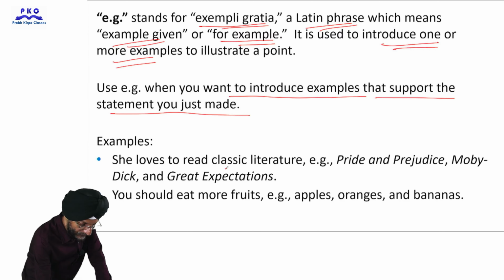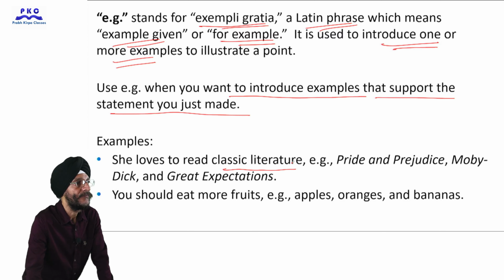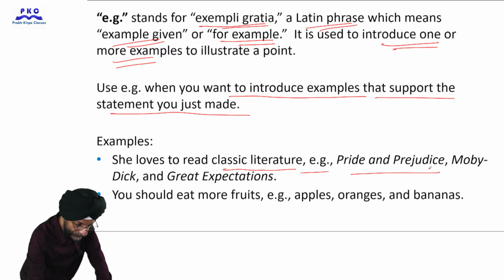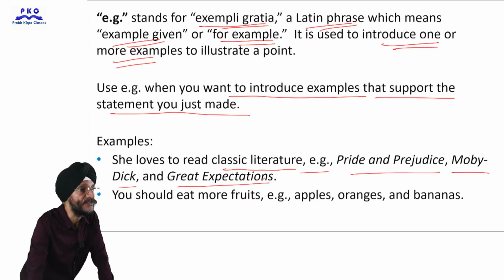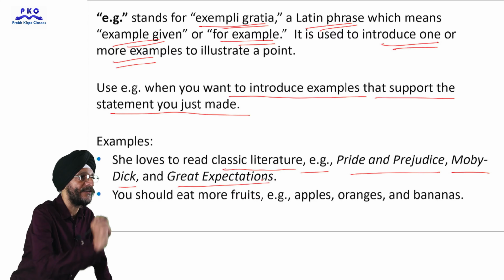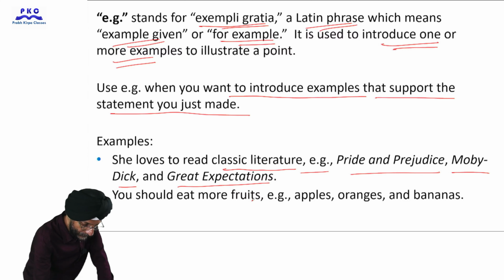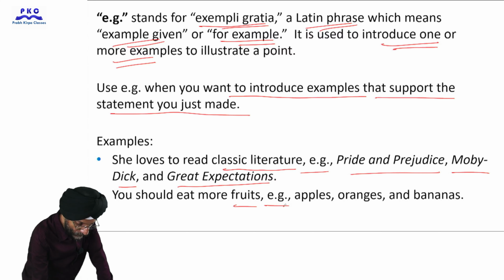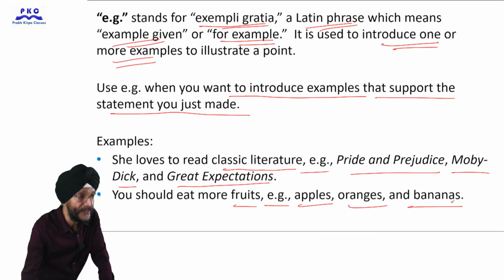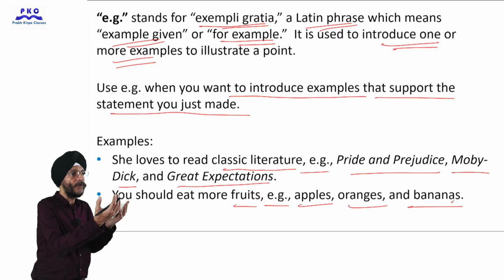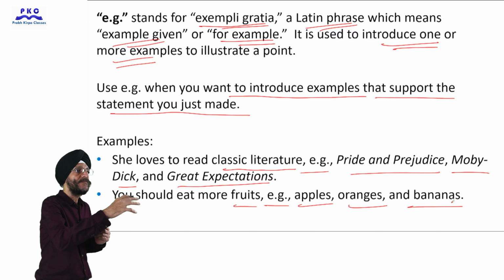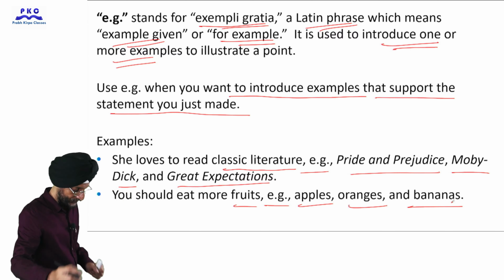She loves to read classical literature. Here we will give the examples. For example, Pride and Prejudice, Moby Dick, and Great Expectations. These are the examples of classical literature. You should eat more fruits. For example, or EG, apples, oranges and bananas. Here we are giving examples. We were illustrating our earlier statement, the examples of fruits.